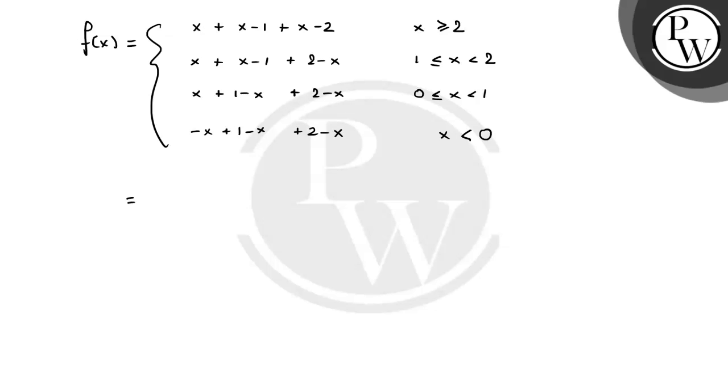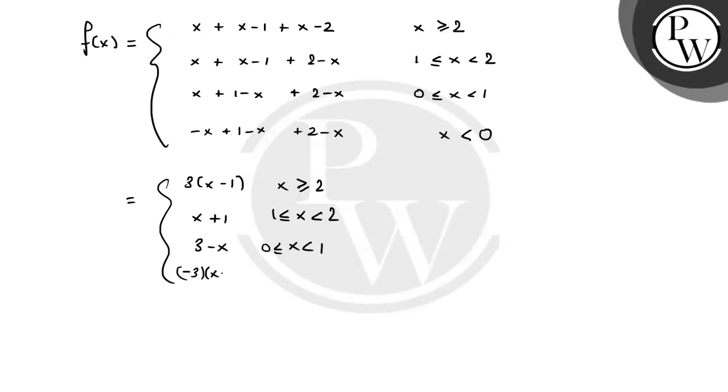So let's simplify. We have 3 times x minus 1 for x greater than or equal to 2, x plus 1 for values of x lying between 1 and 2, 3 minus x for x lying between 0 and 1, and lastly minus 3 times x minus 1 for x less than 0. Now what we have to do is examine the continuity and differentiability of the function f(x). So first let's try to draw the graph of function f(x).